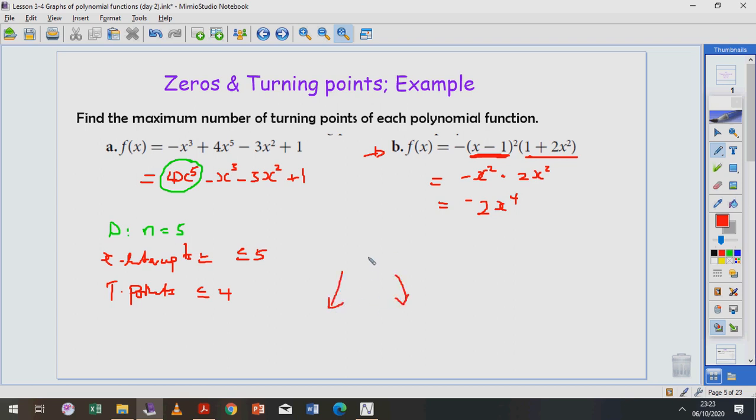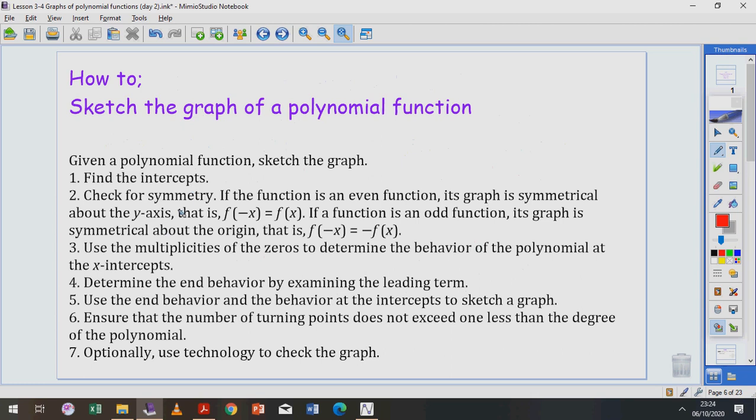So since I have my leading term, I know that's a graph that will look like this. I will explain that a little bit more when I talk about end behavior of these functions. So the degree is 4. That means that the x-intercepts or the zeros are at most 4 x-intercepts, and the turning points are at most 3, because they have to be n minus 1.